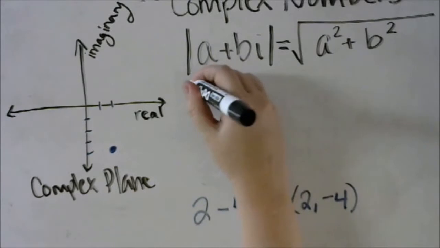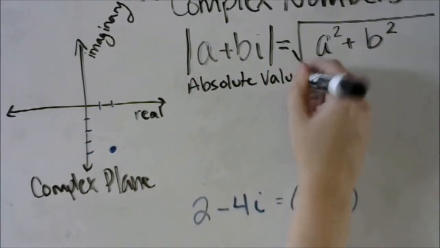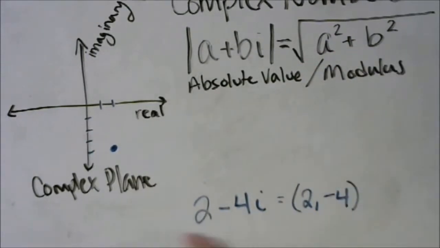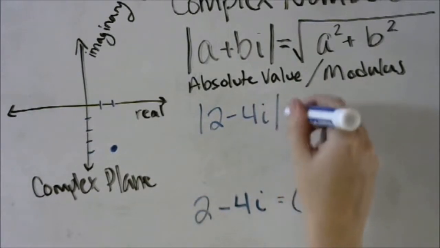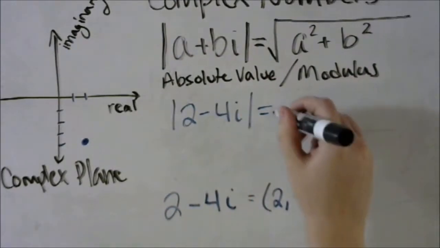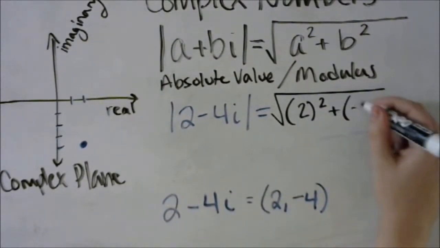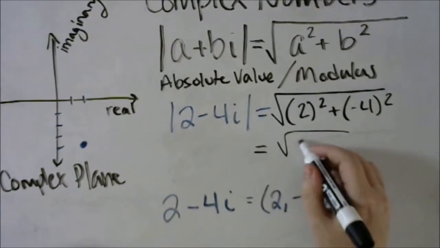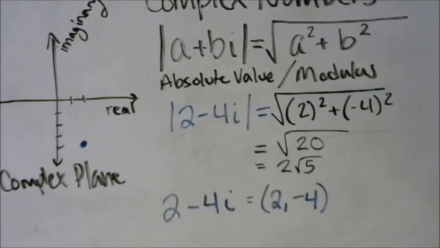So this is the absolute value, or modulus, of a complex number. Knowing that, what is the absolute value of 2 minus 4i? We write the square root of 2 squared plus -4 squared, which evaluates to the square root of 20, or simplifies to 2 radical 5.